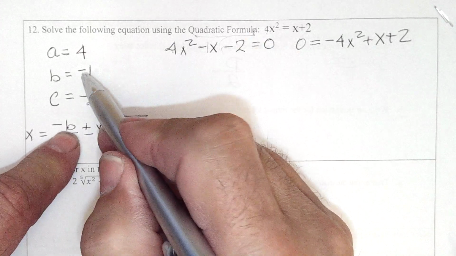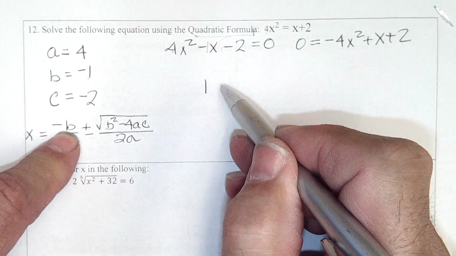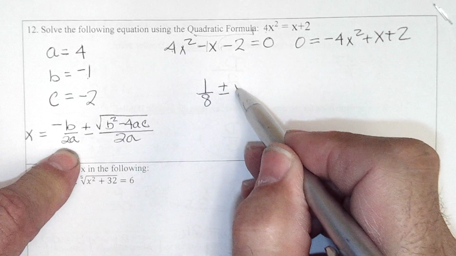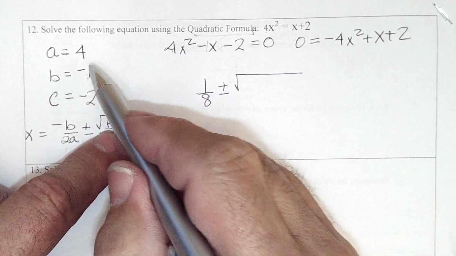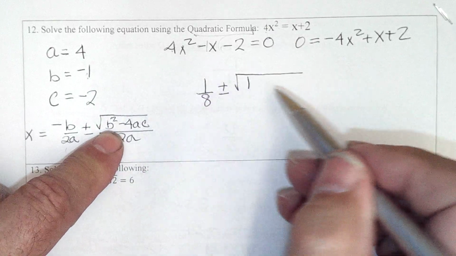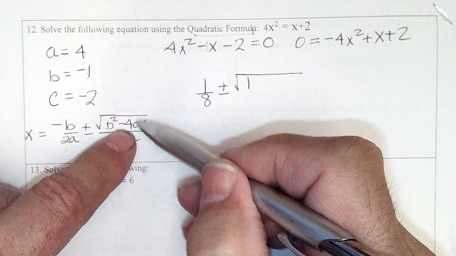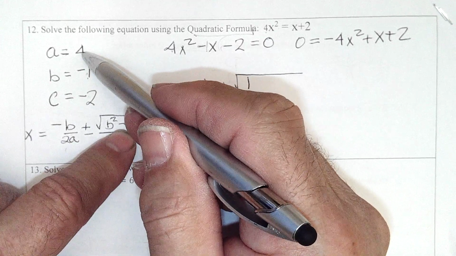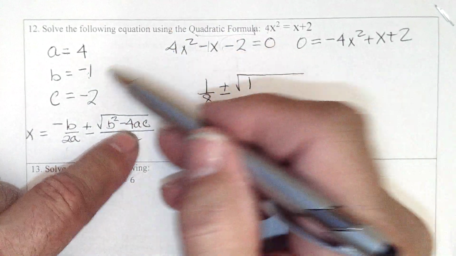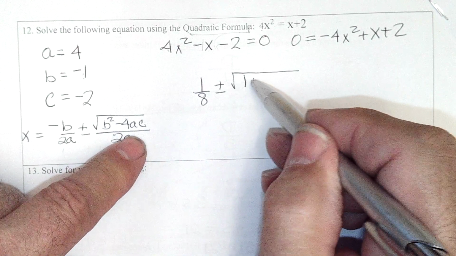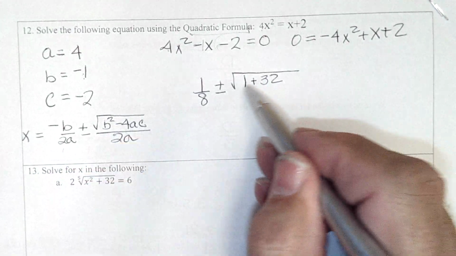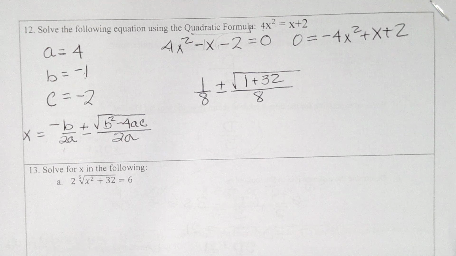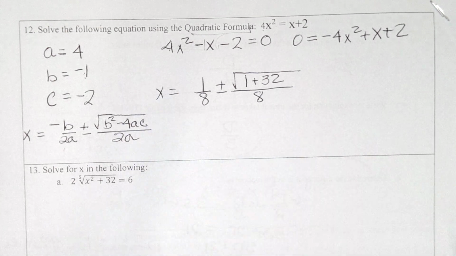So I have to do the opposite of b, which is 1, over 2 times a, plus or minus the square root in the numerator. b squared, 1 squared is 1, minus 4 times 4 times -2. 4 times 4 is 16, times -2 is plus 32, over 2a, which is 8. And that's what x equals.